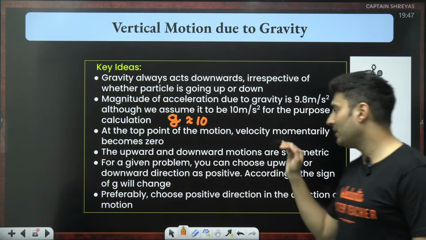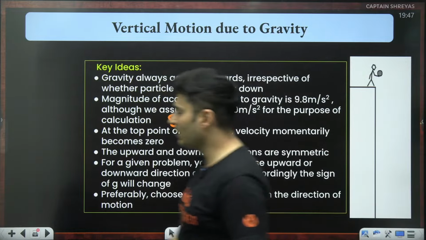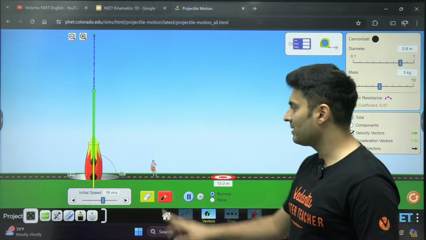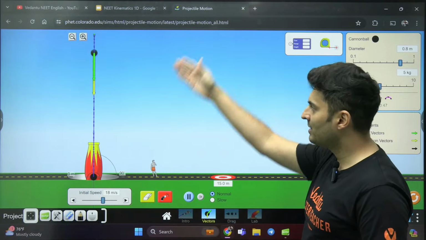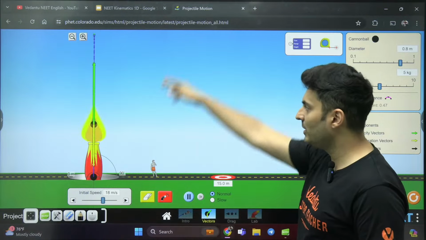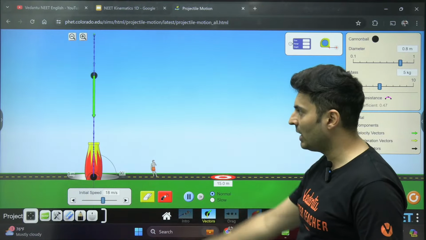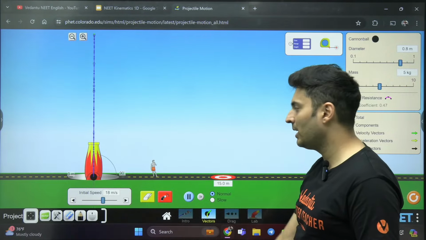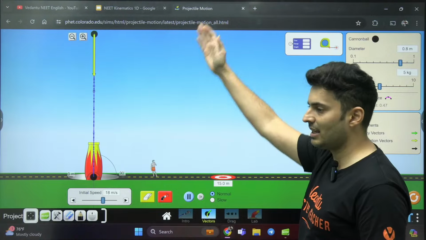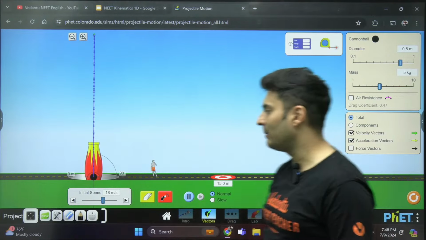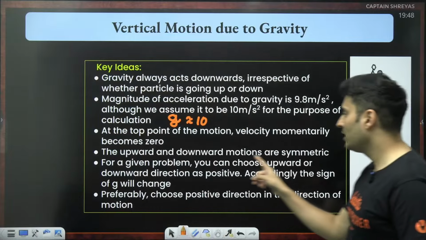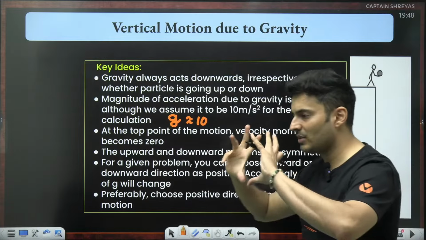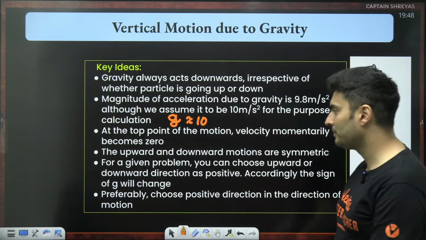Also, the upward and the downward motion are symmetric, meaning whatever it does while going up, it does the same thing while going down. Observe this. However much time it took to go up, the same time it took to come down. With whatever speed it went up, the same speed it will come down. With whatever displacement it went up, the same displacement it does while going down. Why is it so? Because the acceleration is the same while going up or while coming down. So hence the motion is symmetric in nature. So upward and downward are exactly the same. It's just that one is upside down of the other.